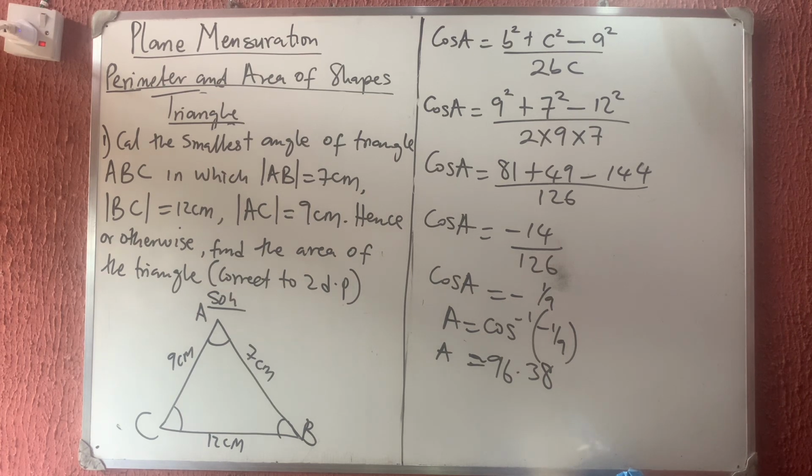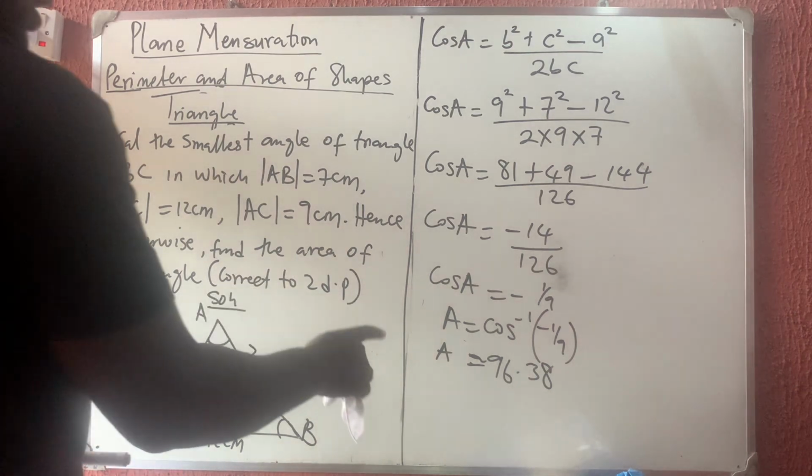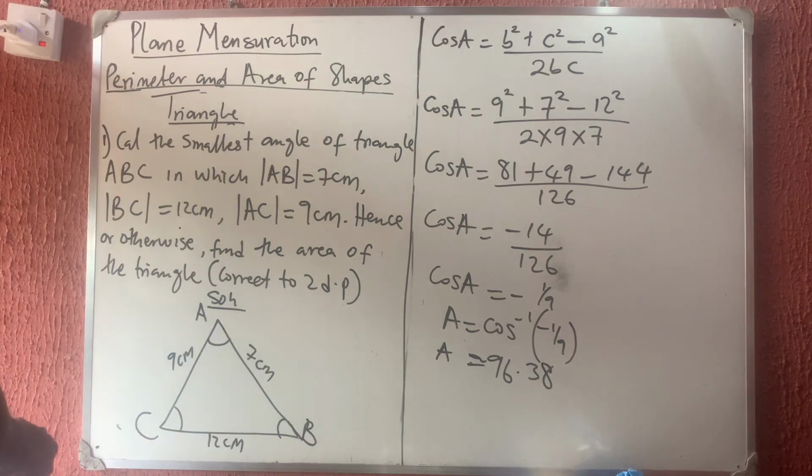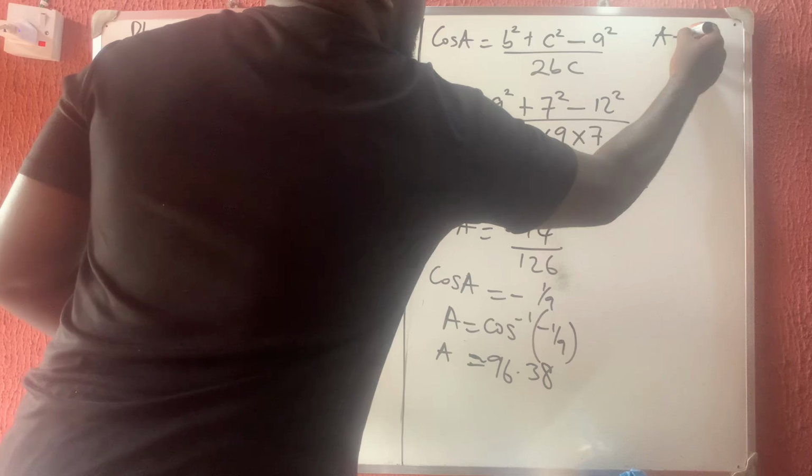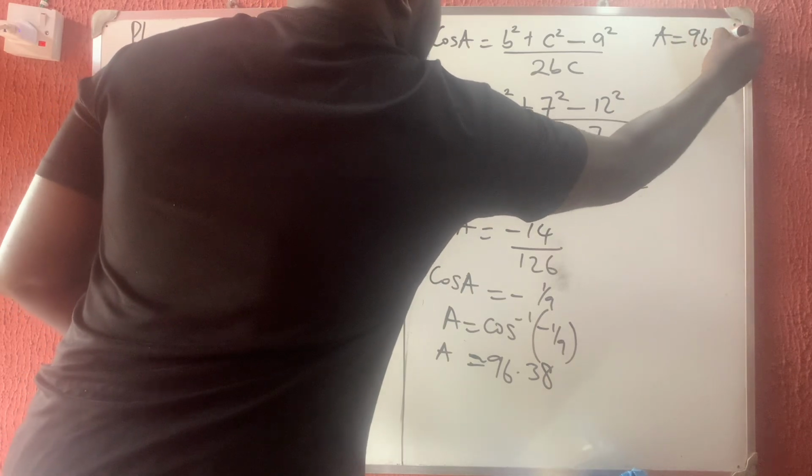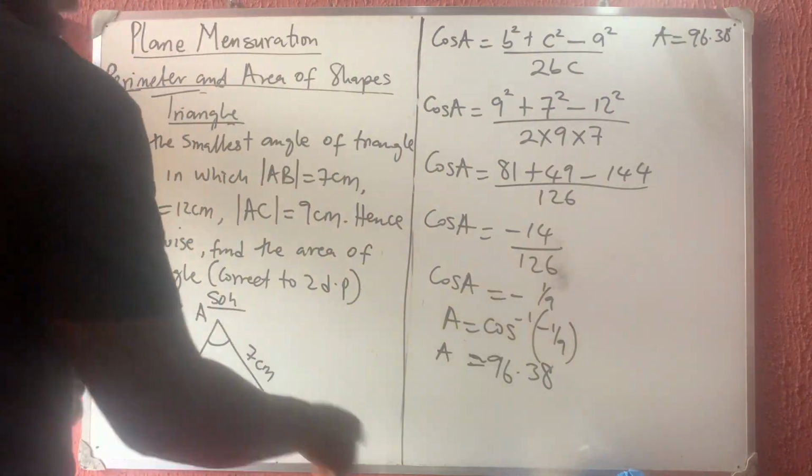Let us check if it is actually the smallest one. So I've gotten A to be 96. So angle A is equal to 96.38. So let's get angle B.